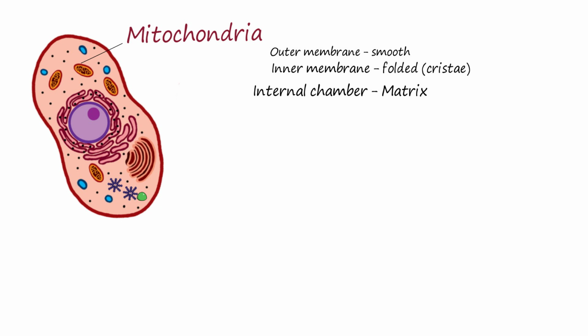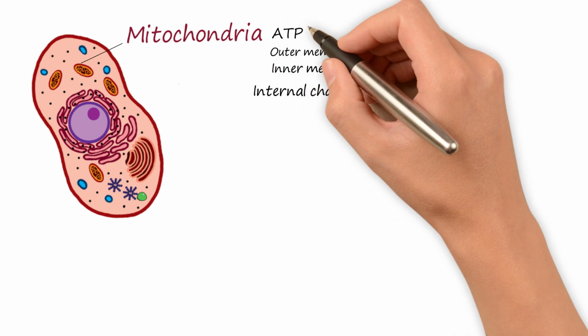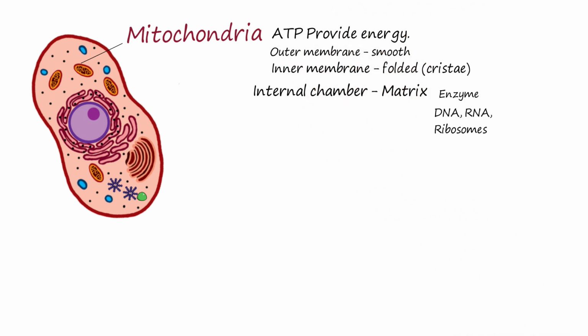This matrix contains several enzymes concerned with the energy metabolism of carbohydrates, lipids and amino acids. They also participate in the synthesis of heme and urea. Matrix also contains circular mitochondrial double-stranded DNA, RNA and ribosomes. Mitochondria are the principal producers of ATP, which is exported to all parts of the cell to provide energy.